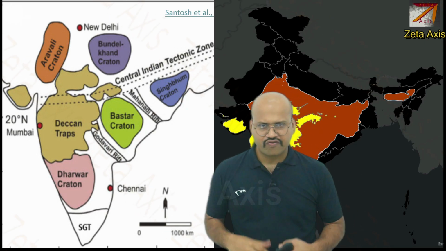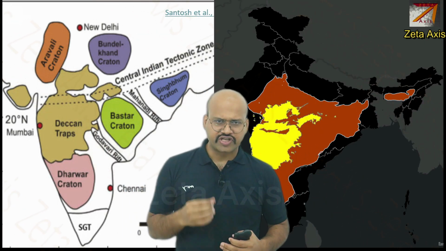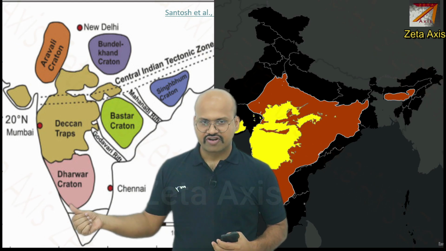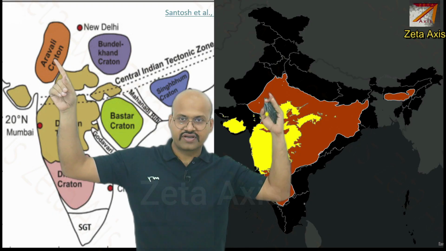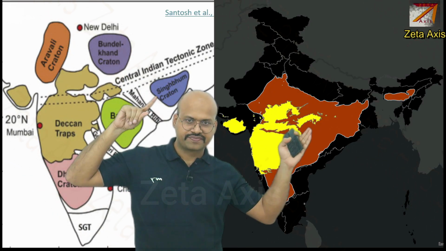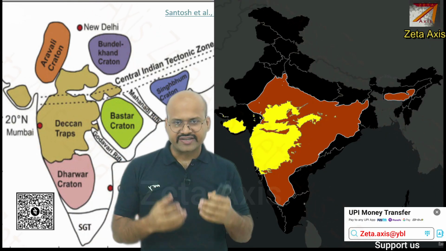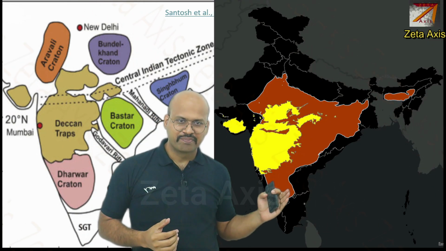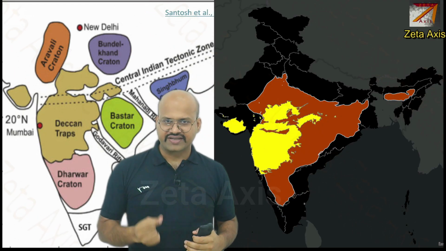Now if we see the formation of our peninsular plateau, then we can see that it is formed of several cratons. Dharwad Craton is over here in the southern side, Aravali Craton is right over here, Bundelkhand Craton is over here, and Singhbhum Craton is over here. Now remember, the peninsular plateau is mainly formed of cratons. So the soil which will be present in this region will depend on the characteristics of cratons.